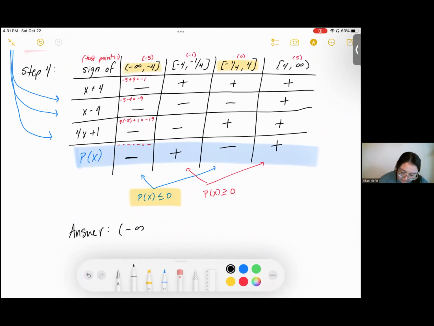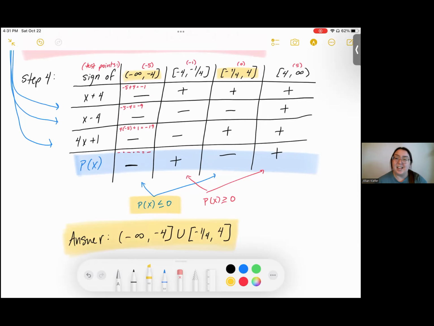It would be the interval from -infinity to -4 with a bracket. And since there's two intervals, you're going to write a union. So you have a union, -1/4 to +4. And that is our final answer there.